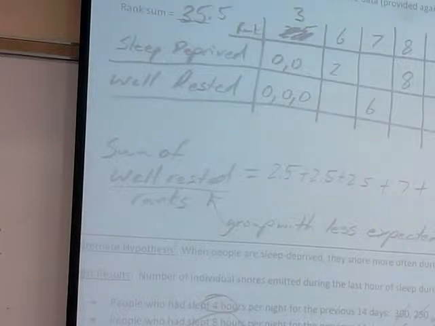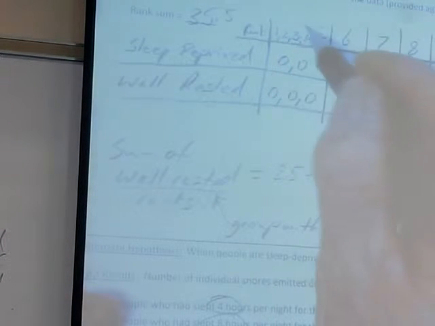So these first 5 characters here, they're tied for first, second, third, fourth, and fifth place. So we give them all a rank that's the average of those numbers.